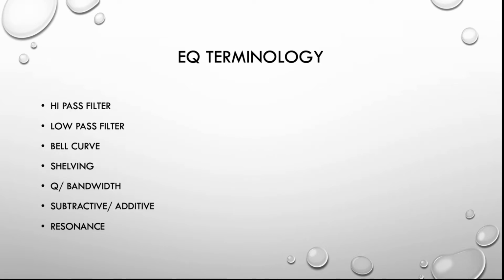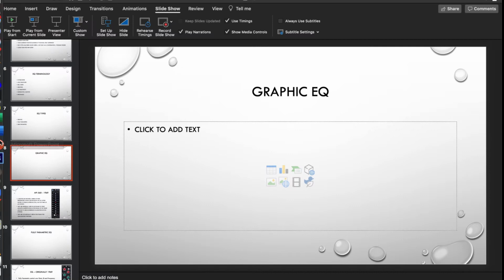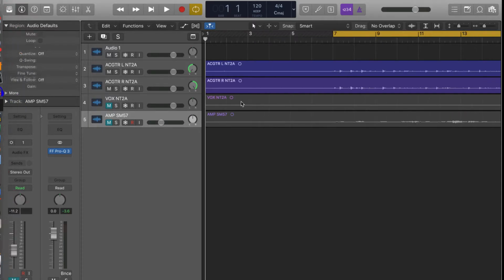So, bit of EQ terminology I wanted to go over. We're going to look at high and low pass filters, bell curves, shelving curves, Q/bandwidth, subtractive and additive, and we're also going to look at resonance. So if I can make my way out of this presentation, he says, there we go, I figured it out.